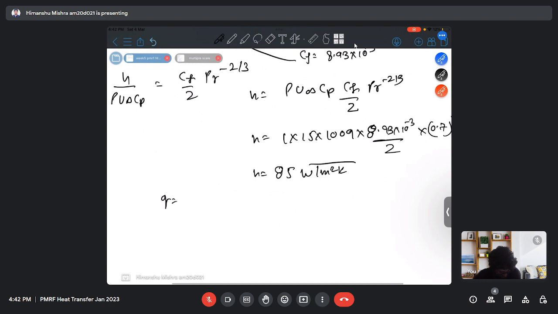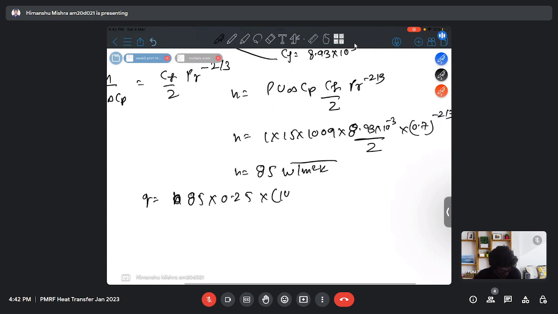Then my total heat transfer is 85 multiplied by area, multiplied by the difference between my surface temperature, 140, and my air temperature. So this is Ts, T infinity, area, and h. After calculation we will get 2.6 times 10 to the power 3 watt.